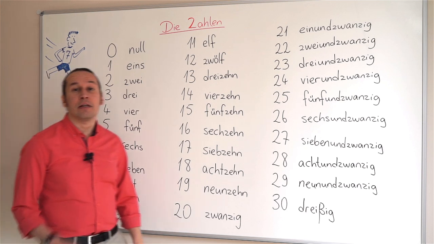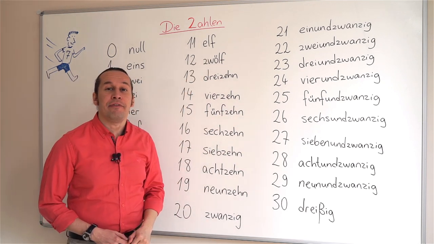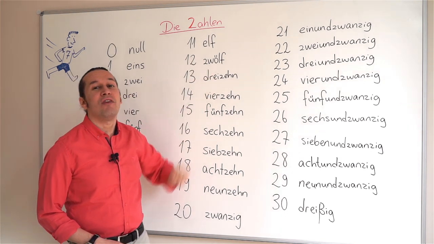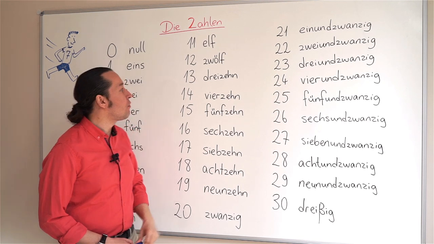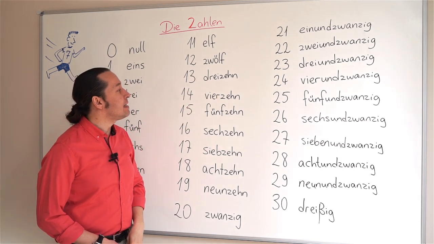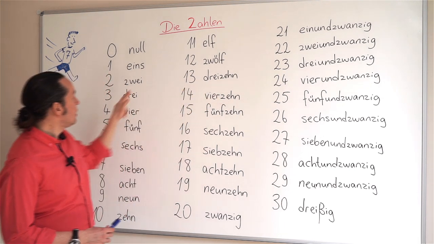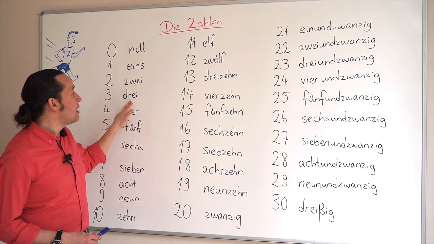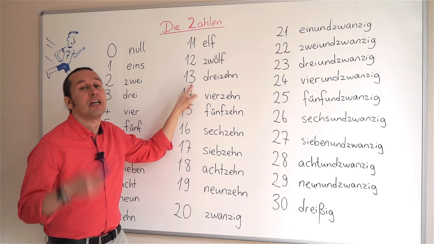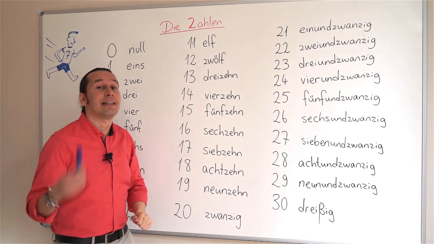If I say in German 11, that stands for elf. For 12, zwölf. 13, dreizehn. As you have noticed here, drei stands for 3, and if I want to say 13, I would start with the digit 3, same as in English, 13.